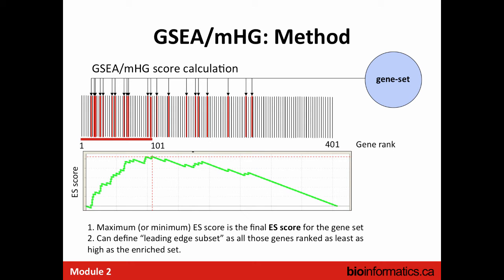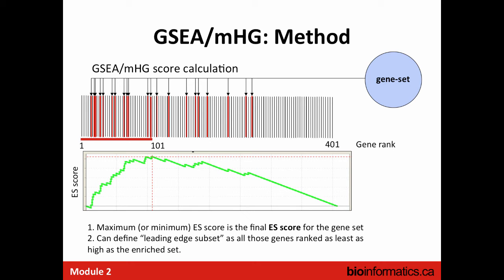They're making this ES score plot, and they're looking for the maximum ES score. Well, sorry, minimum hypergeometric p-value is looking for the maximum ES score. GSEA and Kolmogorov-Smirnov is looking for the ES score that's most different from zero.